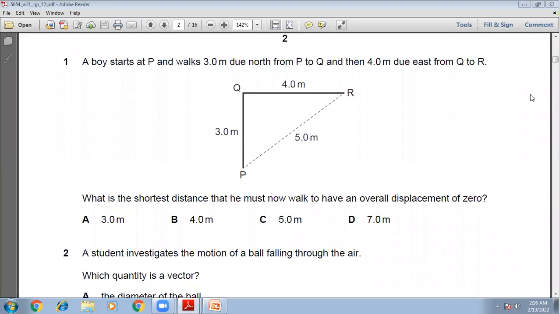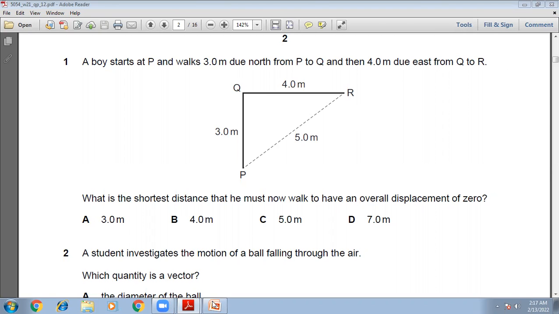So the question number one is showing up on your screen. A boy starts at P and walks 3 meters due north from P to Q, and then 4 meters due east from Q to R. What is the shortest distance that he must now walk to have an overall displacement of 0? For overall displacement to be 0, the boy should reach where he started. If your starting and finish point is the same point, then your displacement will be 0. So the boy at the end of the journey is at the point R, and he should reach P.